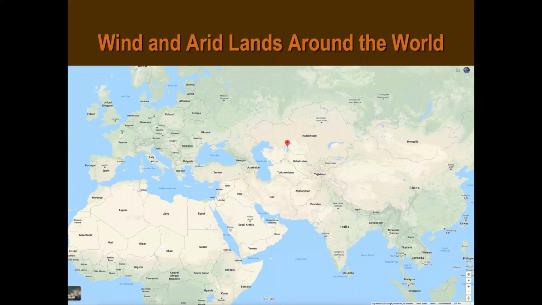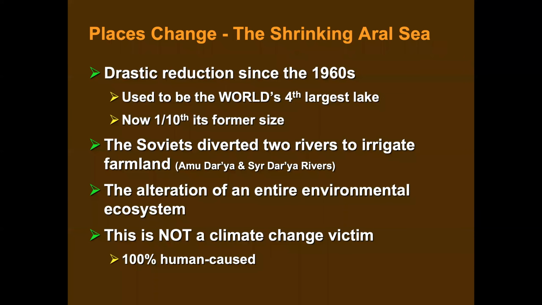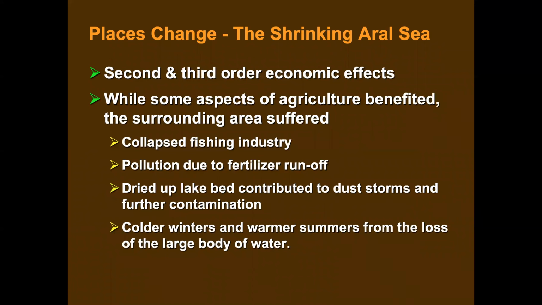Here's an example in Uzbekistan and Kazakhstan. So it's the Aral Sea, which was drastically reduced in size since the 1960s. As the water that used to feed it was diverted away, and as a result, it created an environmental catastrophe where it was reduced in size by quite a bit.